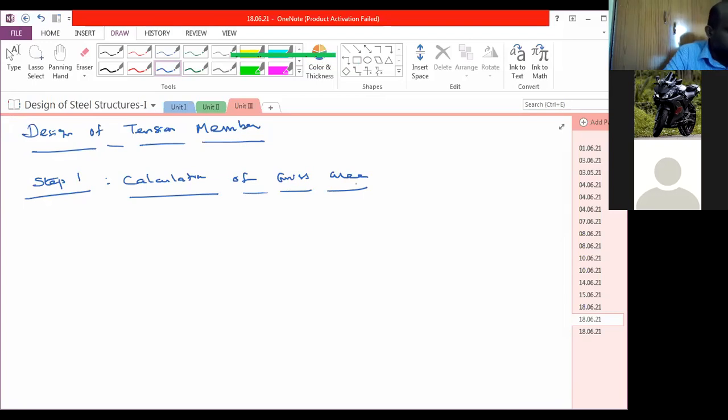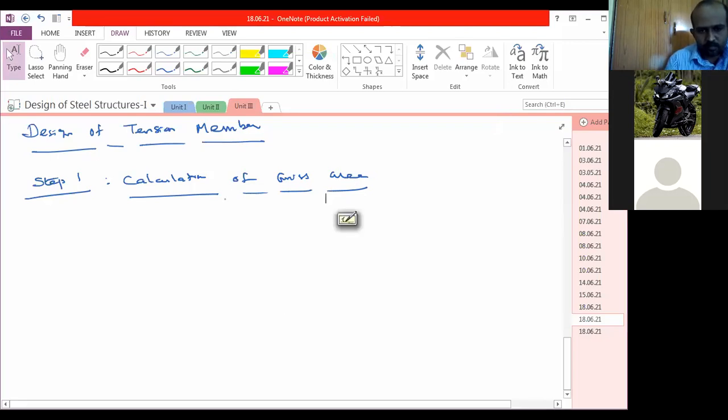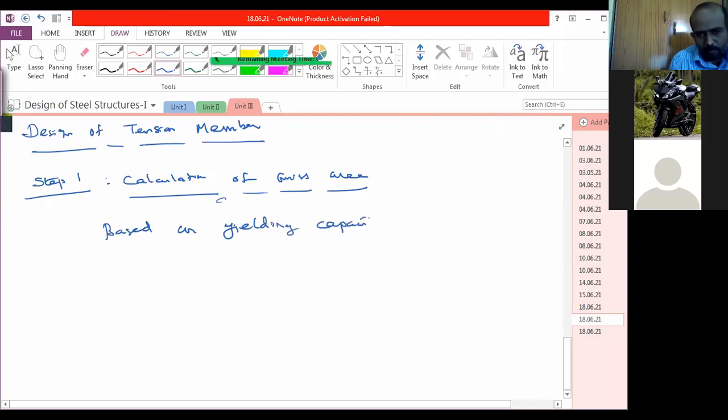So normally we will do it based on yielding capacity. It is a lengthy problem. Normal procedure, as in the previous problem, you shall calculate it based on yielding capacity. Anybody can tell me the formula? What is the yielding capacity formula?